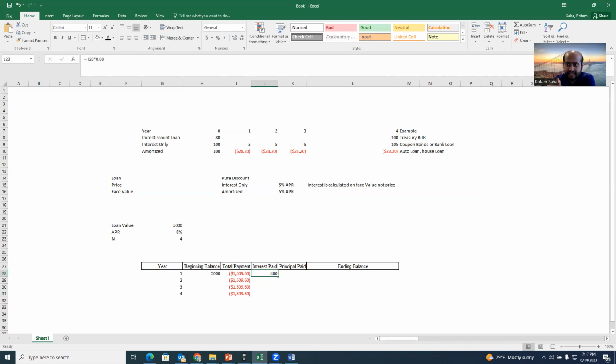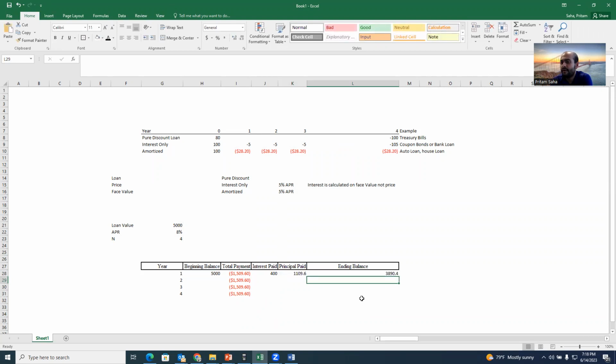Principal paid. Principal means how much the loan value will drop. So we are making a payment of 1509.6, right? And from that, we're making an interest payment of $400. That means we're paying $1,100 to reduce the loan value, because interest for year 1 is only $400, but we're making a payment of $1,500. So the extra 1,100 is used to pay down the loan value. Ending balance. What is the loan ending balance at the end of year 1? Ending balance is beginning minus principal paid.